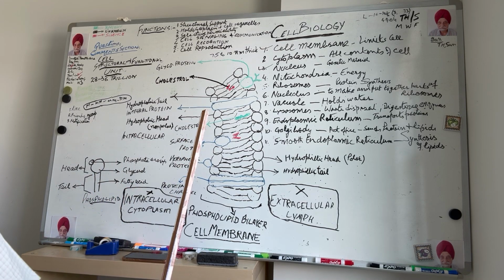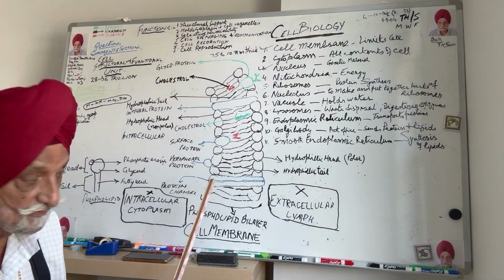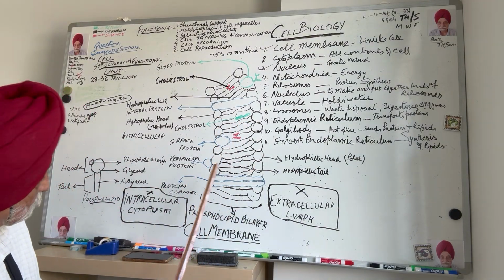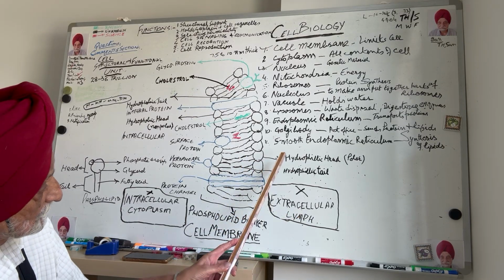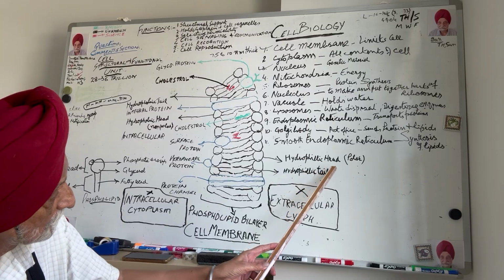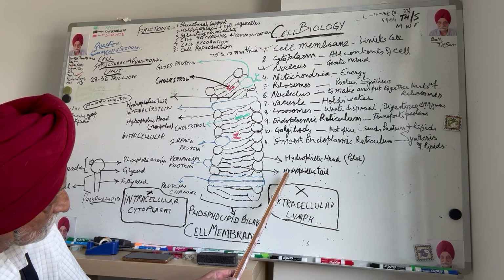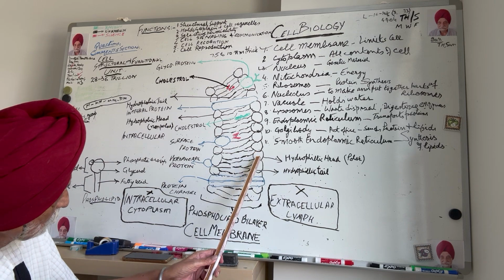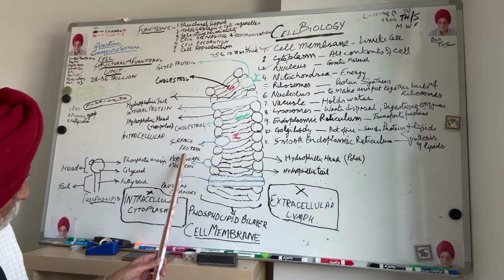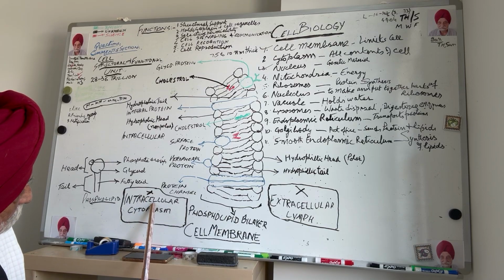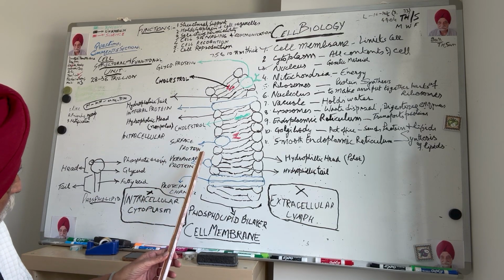The head is made up of phosphate group and glycerol, and the tail part is made up of fatty acids. Now, the head of the phospholipid which faces the lymph is called the hydrophilic head, and the tail of this is called the hydrophobic tail. So hydrophilic head and hydrophobic tail. The head towards the intracellular side is called the hydrophilic as well.